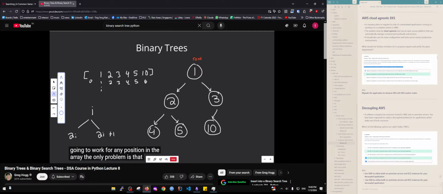The only problem is that if you have something like 4, 2 times i should be your left child, which is located at index 8, except that's outside the array. So if you go outside the array, that just means it's null, meaning we don't have any there.